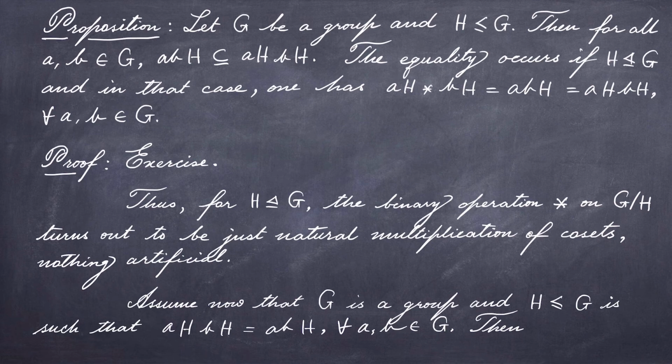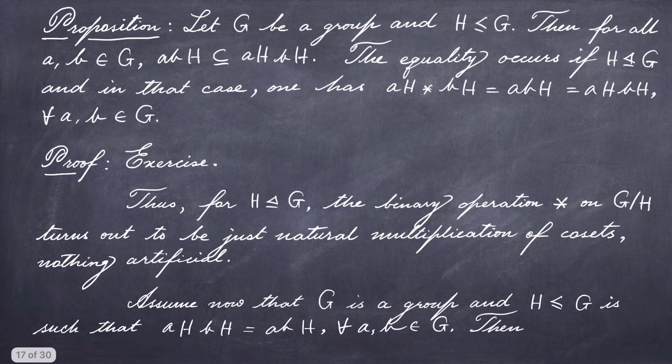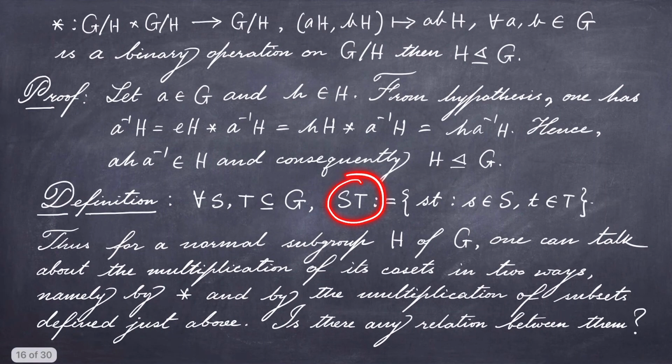We now answer that. We prove the following proposition, which says that if G is a group and H is a subgroup, then for all a, b in G, the coset of ab is contained in the product of these two cosets. Remember, here this product is in this sense.